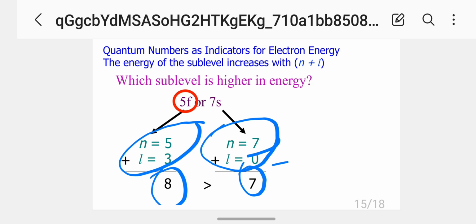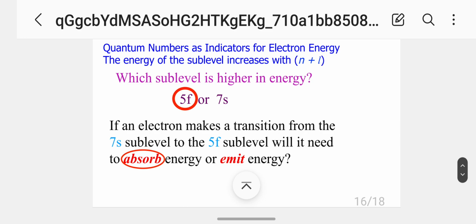So let us proceed to our next page. Quantum numbers are indicators for electron energy. The energy of the sublevel increases with n plus l. So always when a question is asked which sublevel is higher in energy, you can easily answer that any sublevel with a greater n plus l value will obviously have higher energy than the sublevel having a lower n plus l value.